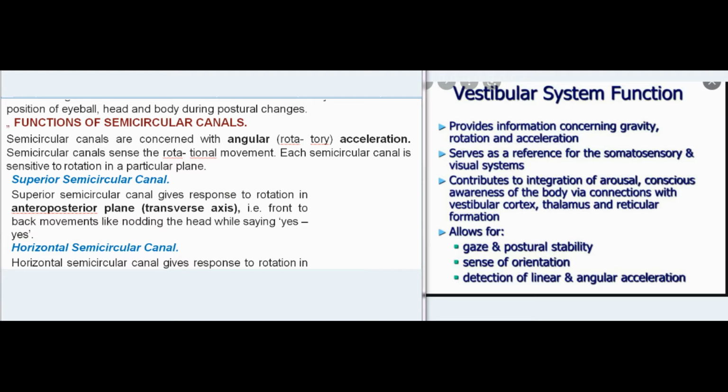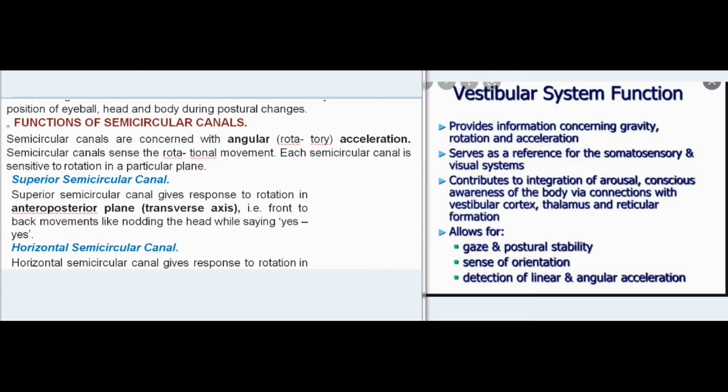Functions of semicircular canals. Semicircular canals are concerned with angular, rotatory acceleration. Semicircular canals sense the rotational movement. Each semicircular canal is sensitive to rotation in a particular plane.